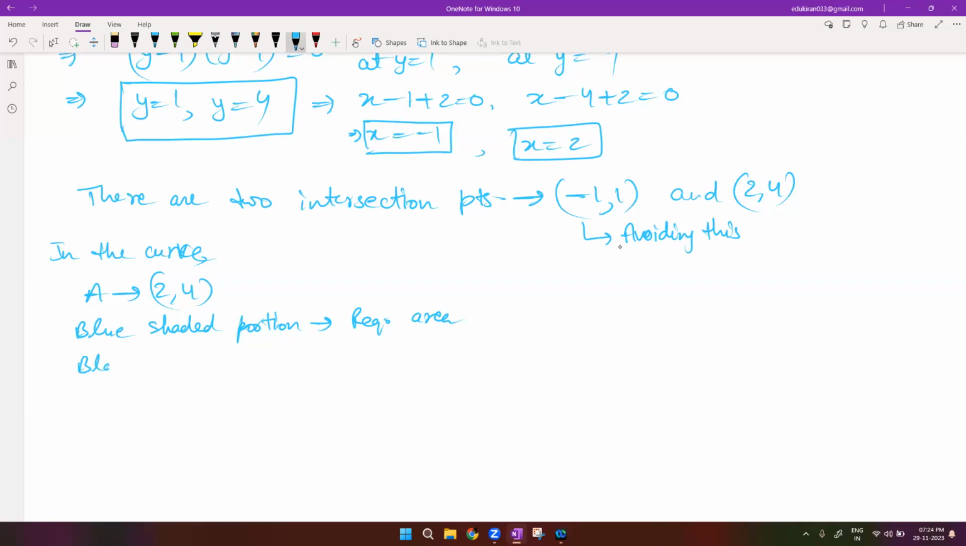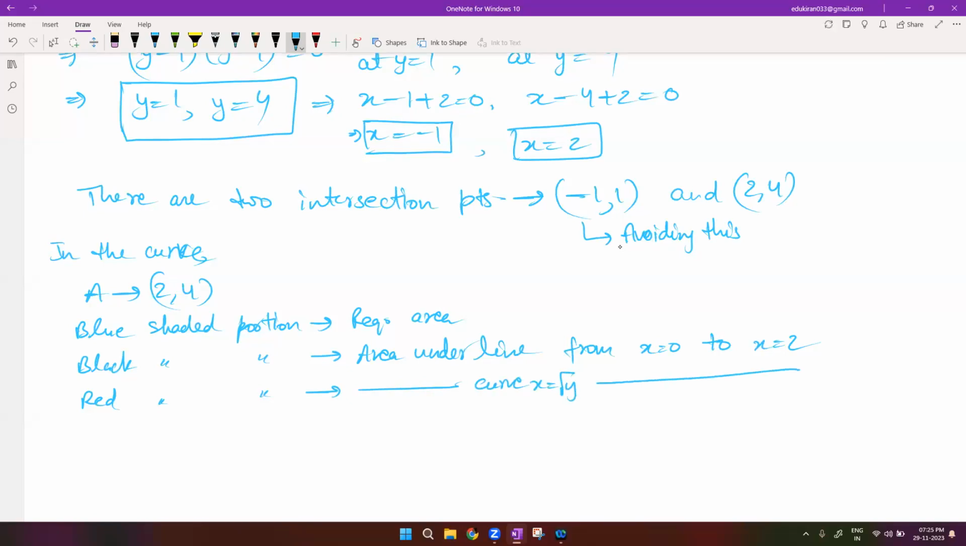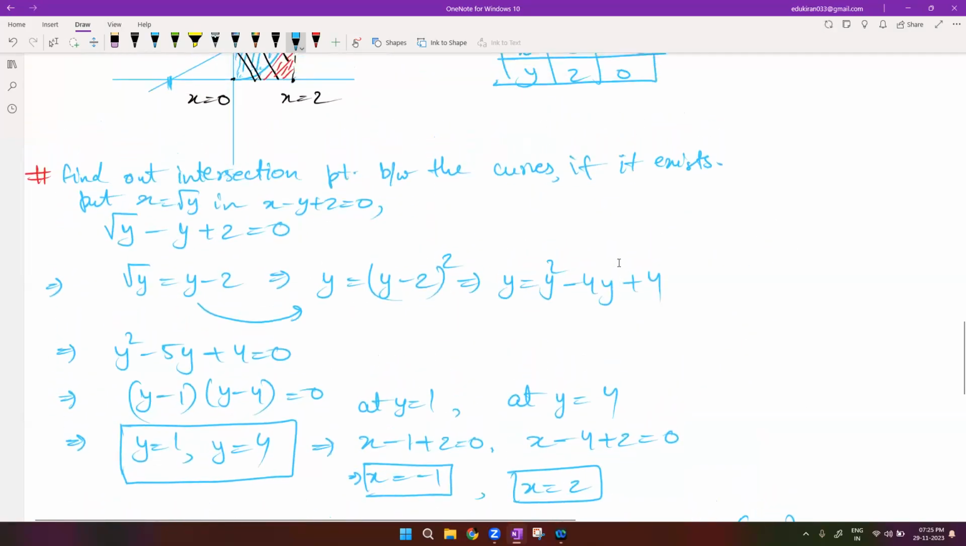Then the black shaded portion is the area under the line from x is equals to 0 to x is equals to 2. Then the red shaded portion will be the area under the curve x is equals to root y from x is equals to 0 to x is equals to 2. To find out the required area, what I will do, I'll first take the line. What is the line? The line is x minus y plus 2 is equals to 0.